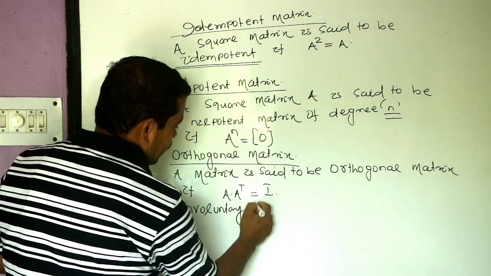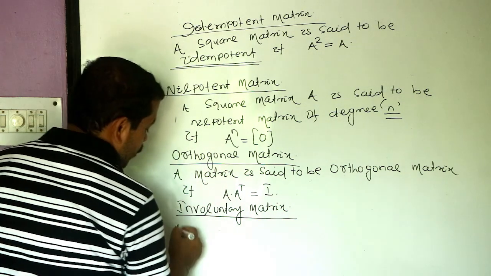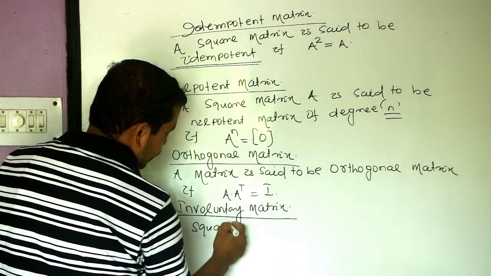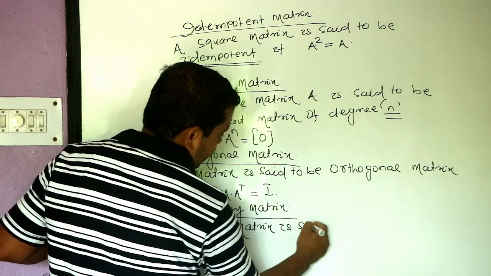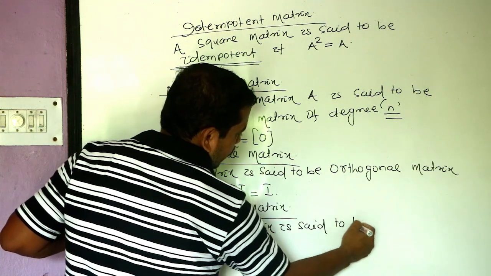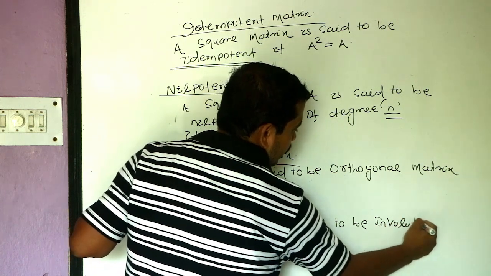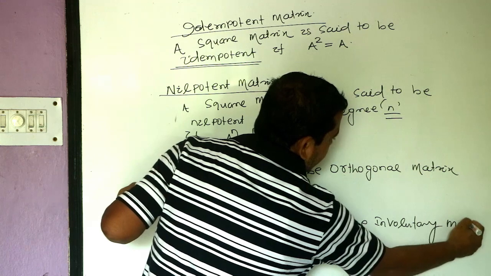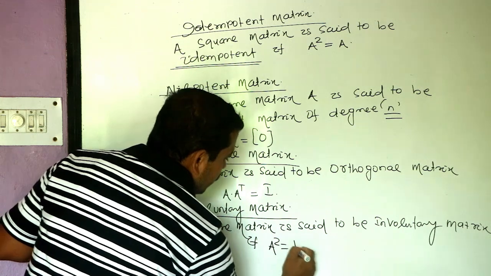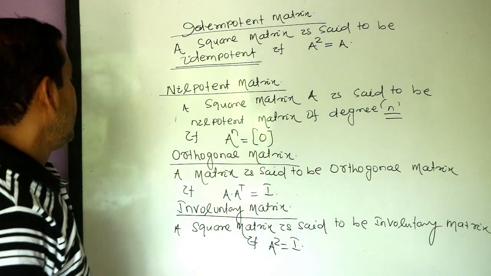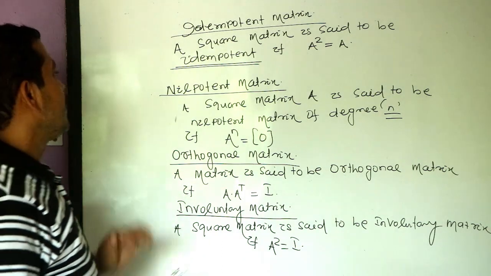Involutory matrix. A square matrix is said to be an involutory matrix if A square equals the unit matrix I. If A square equals the unit matrix I, then it is said to be an involutory matrix.